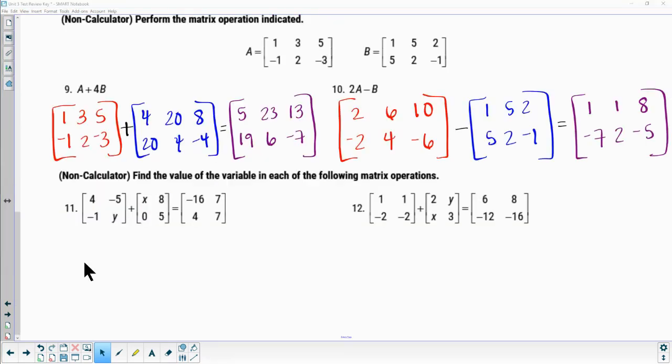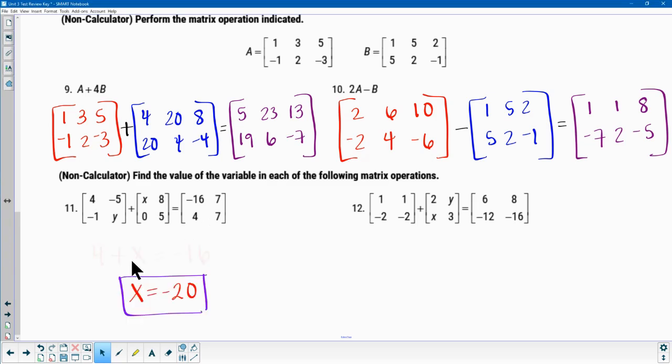For number 11 and 12, we are going to solve for variables. So I'm going to look at every value in the same position as my variable. So I have x. So 4 plus x has to equal -16. So that should give me x equals -20. And then I'm going to do the same thing for y. Y plus 5 is going to equal 7. So I should get y equals 2.